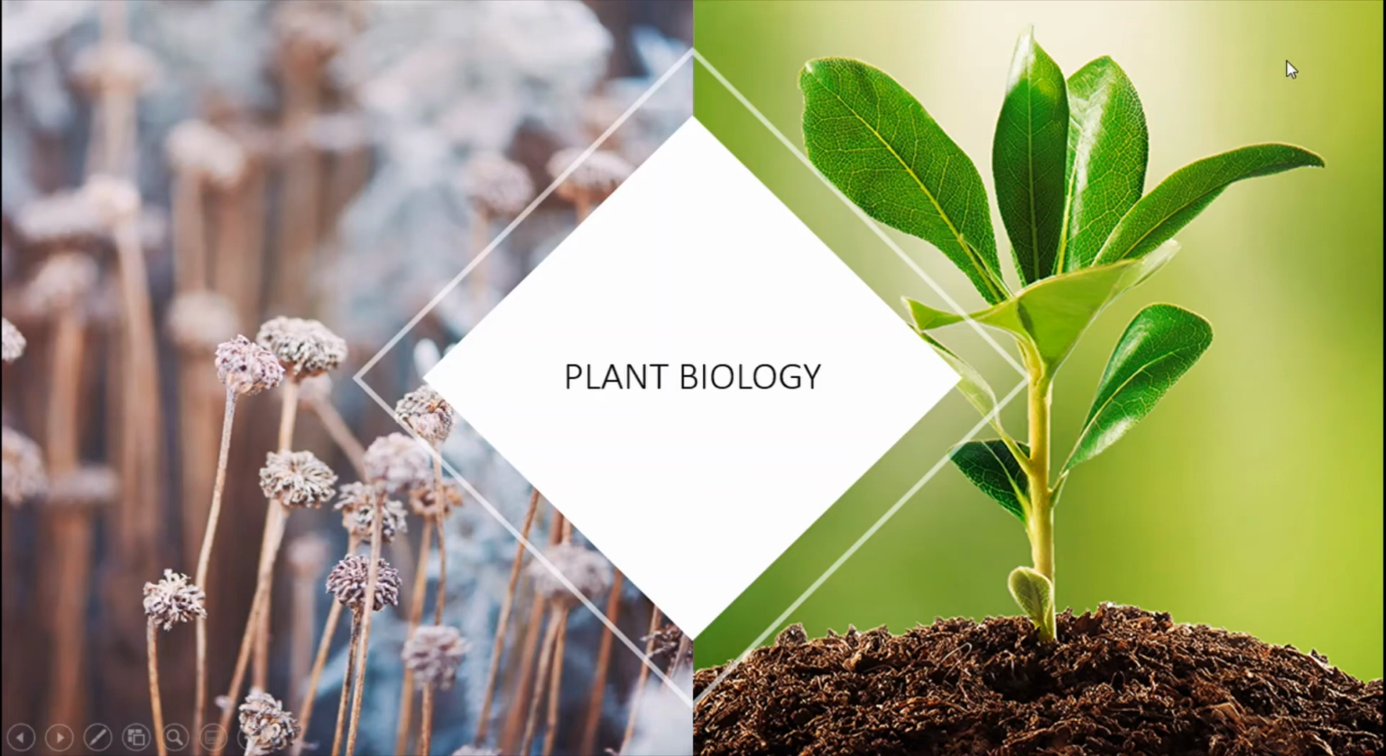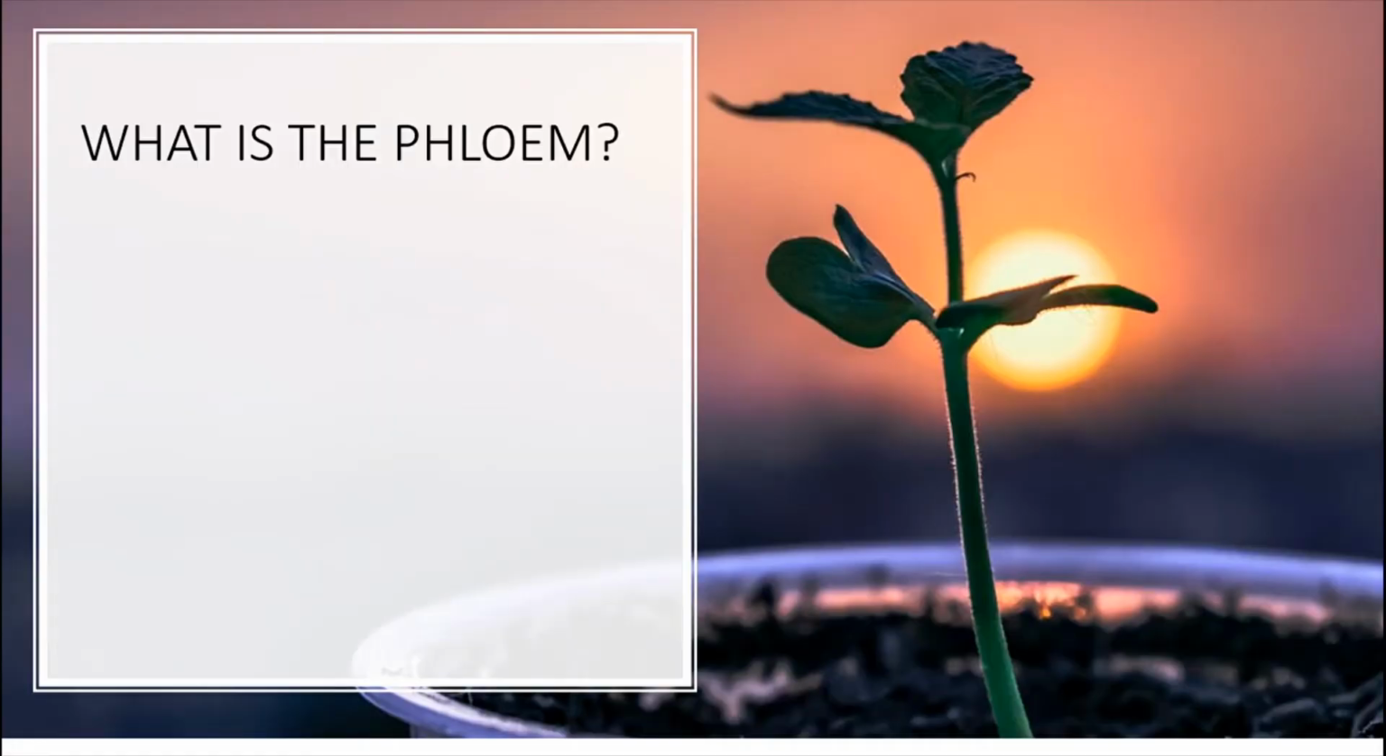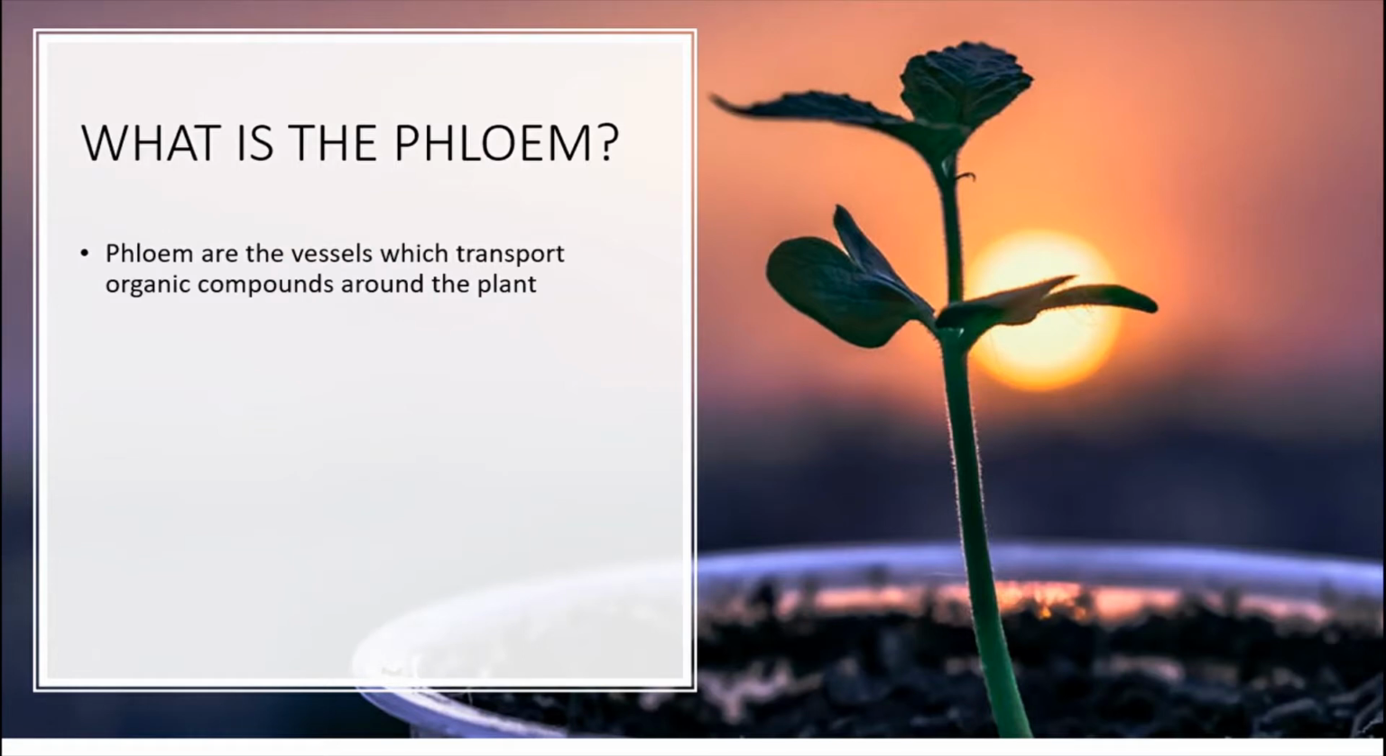So we're in the realm of plant biology still, but now we want to have a look at transport in the phloem of plants. So our last discussion was around the xylem, and now we want to have a look at the phloem. So let's look at what the phloem is to start off with. So phloem are vessels which transport organic compounds around the plant.